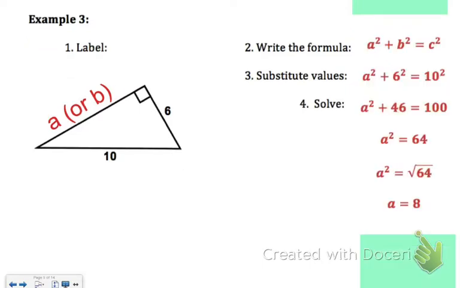So to find the missing side of the triangle in example 3, which is the leg that we're solving for, I didn't realize I had already labeled A or B before I asked you to look at this yourself. So same steps: write down the formula, substitute the values, and use inverse operations to get the value of the leg by itself. So in this case, we have a leg of 8 units, another leg of 6 units, and our hypotenuse is 10 units.